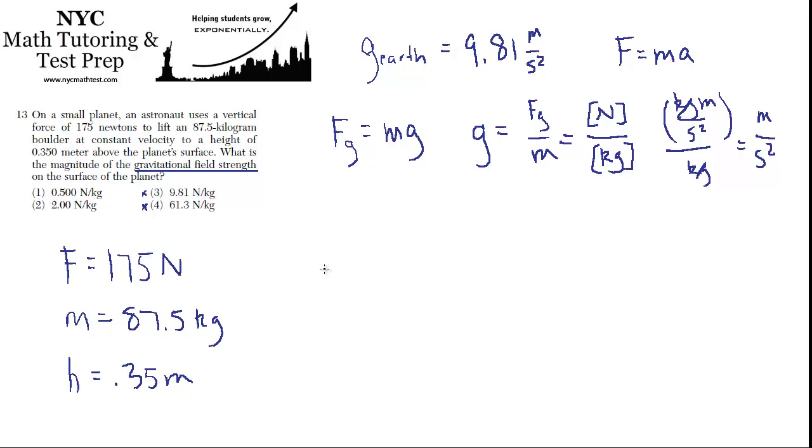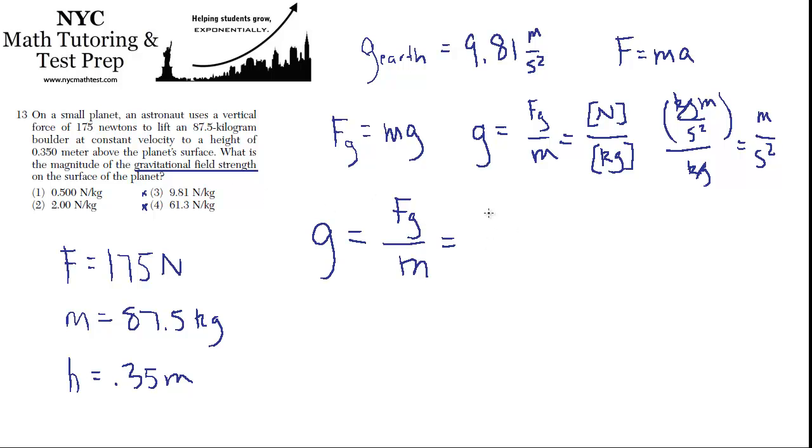Now let's go ahead and calculate what it really is. So g for this other planet is going to equal Fg divided by m. Well, what was the force of gravity in this problem? Well, the force that they used to lift the object with a constant velocity was 175 newtons. And again, that was the vertical force exerted on the object, but it's equal and opposite to the force that the object is being pulled down with. So that's just enough to offset the force of gravity without accelerating the object.